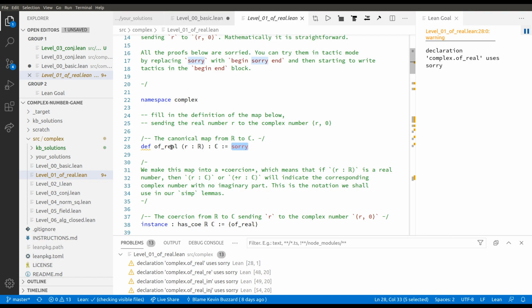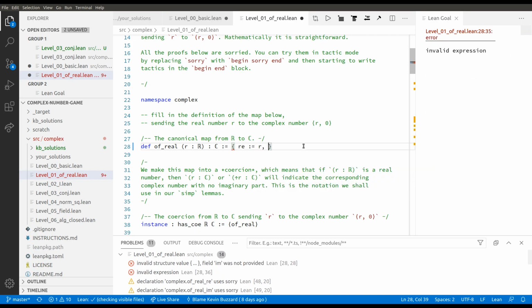So ofReal is the map from the reals to the complexes. It's going to send a real number r to the following complex number. Its real part can be r, and the imaginary part can be 0. There we go. So there's the canonical map from the reals to the complexes.